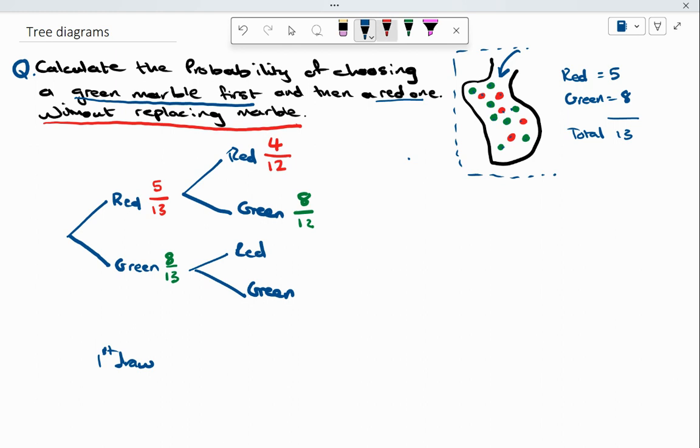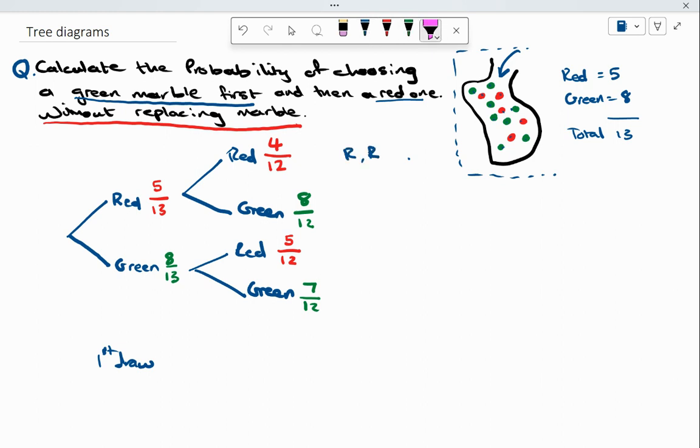Let's go to the next one. We've now chosen a green marble, but now we want to choose a red marble. So there's 12 left. We put 12 at the bottom. We have not chosen any red marbles, so there's still 5 in the bag. So we will choose 5 out of 12 as a probability, as a fraction, as a chance. And the green will be out of 12 as well, but because we've chosen from the 8, we will have 7 left after that.